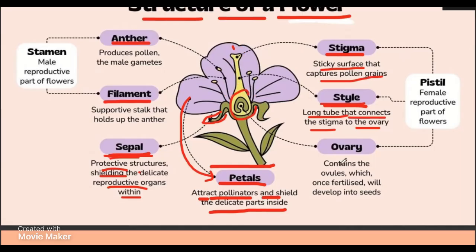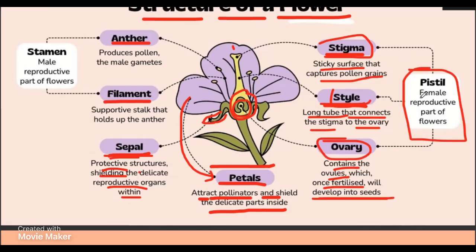Ovary. What is the ovary? The ovary contains the ovules. This is the ovary and inside the ovary there are ovules, which once fertilized will develop into the seeds. It means inside the ovary the ovule is present and the ovule gets converted into seeds after fertilization, and all these parts, the stigma, style and ovary, are collectively called the pistil, and the pistil is the female reproductive part of the flower. The question will arise in your mind: where is the male reproductive part of the flower?